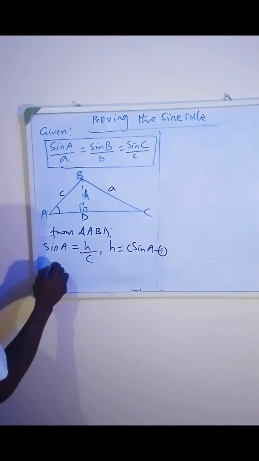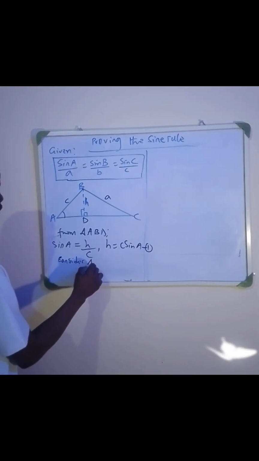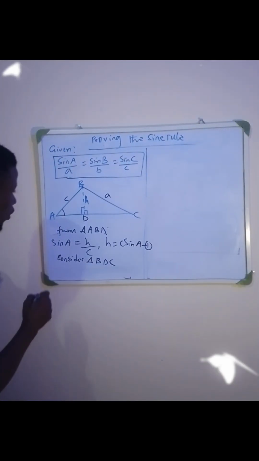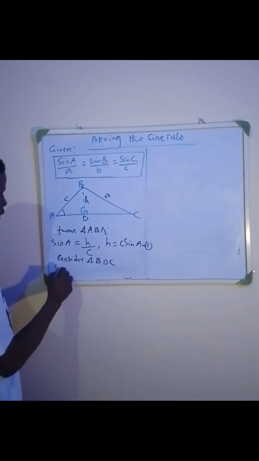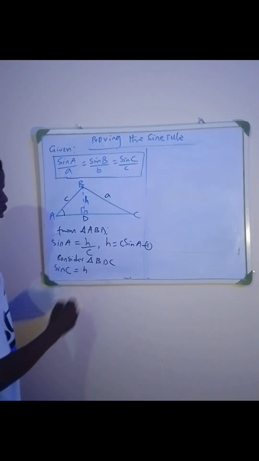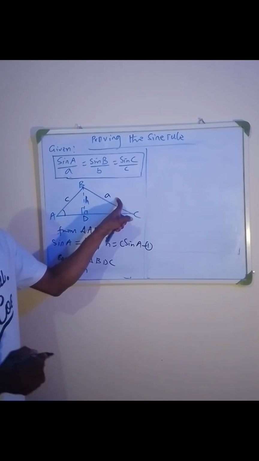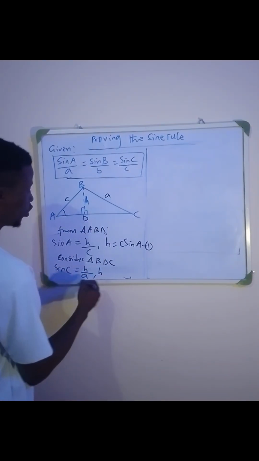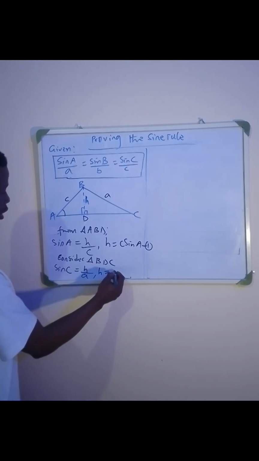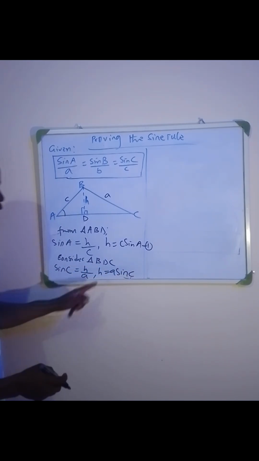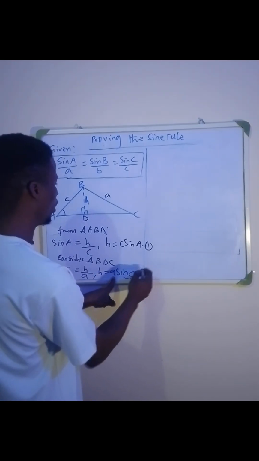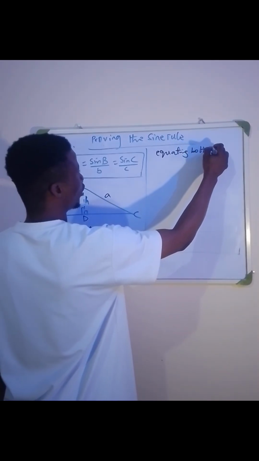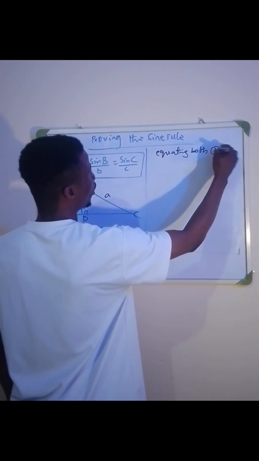Now we can also consider triangle BDC. If we look at this, we also find the height by saying sine C equals opposite over hypotenuse. So this will be the opposite and this will be the hypotenuse. So you can see that the height can also be calculated as A sine C, which is equation 2. So we can say, equating both equations, equating both 1 and 2.